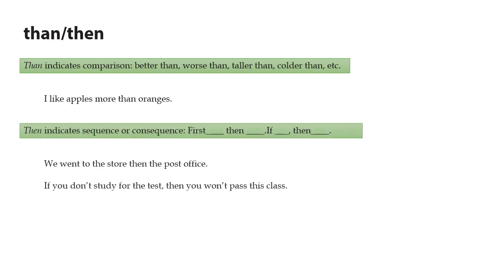Then indicates sequence or consequence. First this, then that. Or if this, then that. Okay, we went to the store, then the post office. If you don't study for the test, then you won't pass this class.